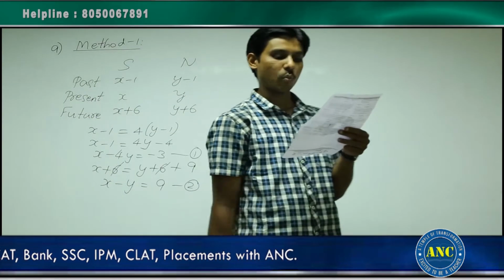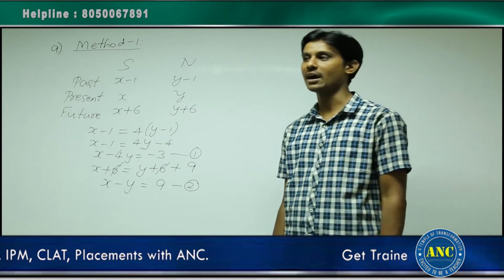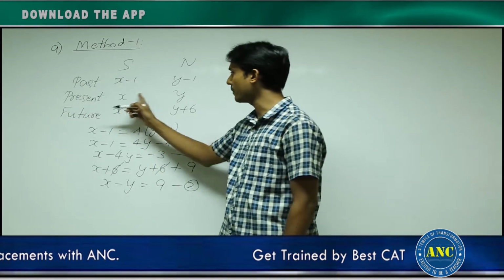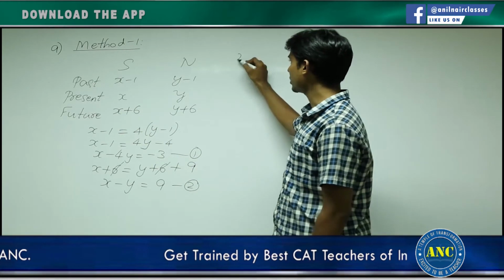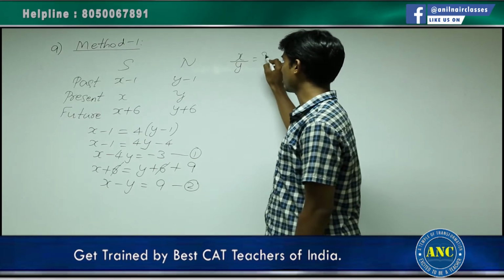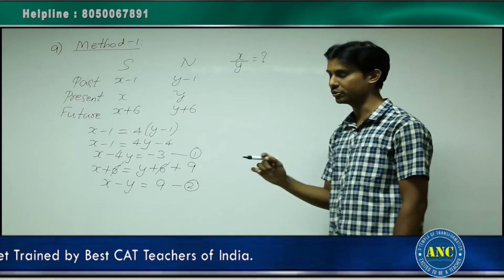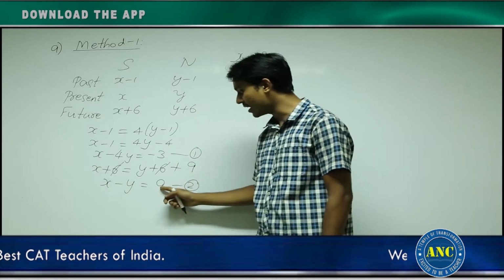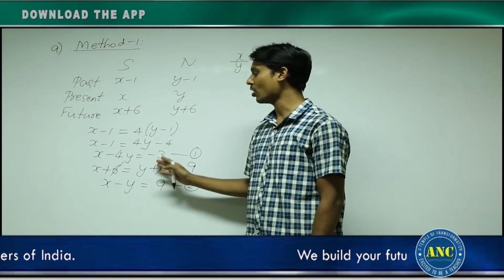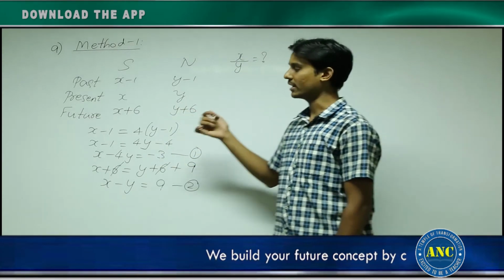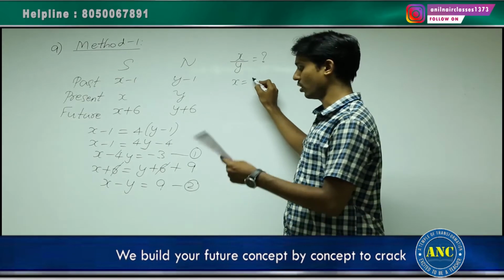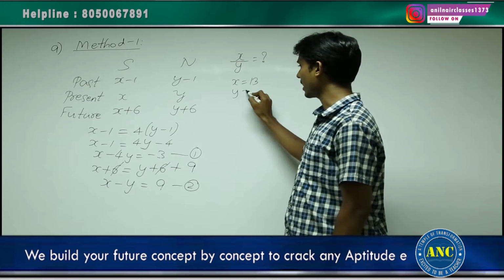What is the question? The ratio of present ages of Sneha and Neha. Sneha and Neha's present ages are x and y. They are asking the ratio of x by y. There are two simultaneous equations in x and y. When you solve those two simultaneous equations, you will get the value of x and the value of y. You will get the values of x and y as 13 and 4.